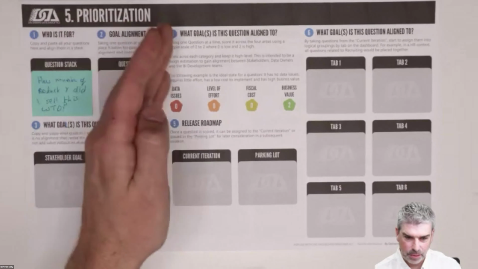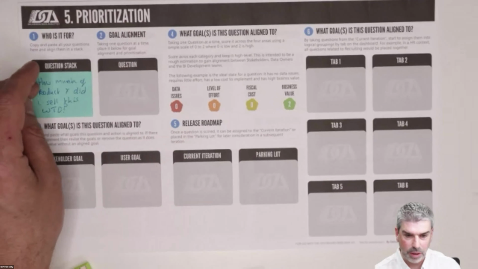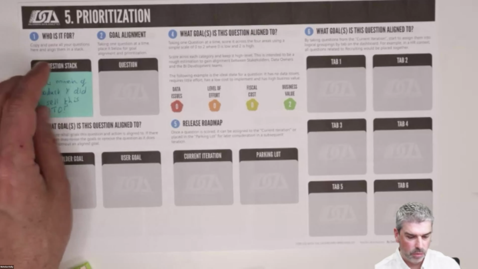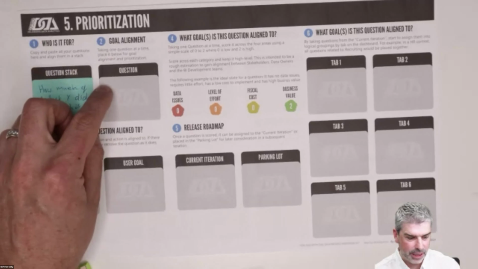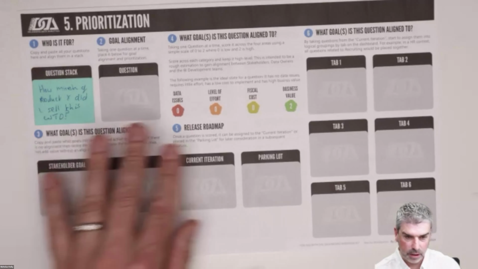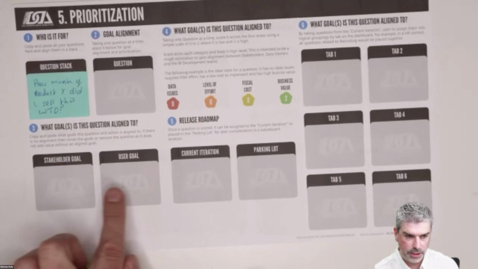Again, it's all sequenced, right? So we got who it's for, and the goals, which were the questions we're trying to answer. So these are aligned to the end user. We're going to see if each question's aligned to the goals, and I'm going to walk through that and show you how to do it. So we're going to see what goals they're actually aligned to.